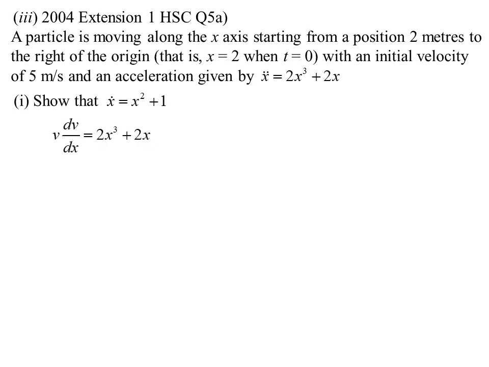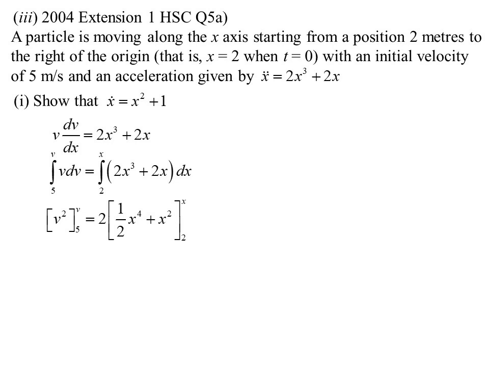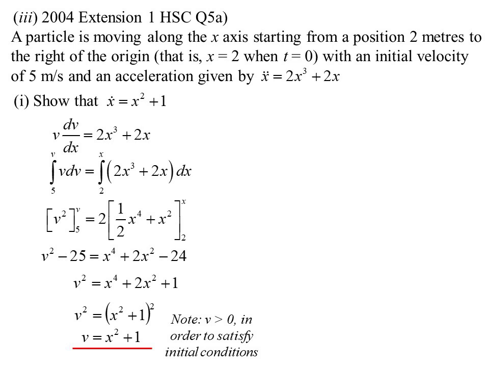Well, v dv/dx, separate out my variables, place the initial conditions in there, x equals 2, v equals 5, bit of integration. You'll notice I didn't put a half v squared here, I just multiplied the other side by 2 straight away, because I know eventually I'm going to do that, so I'll just do that straight away. V squared is 2 lots of that. Substitute in, bring everything over, and that's a perfect square on the right hand side. So v equals x squared plus 1.